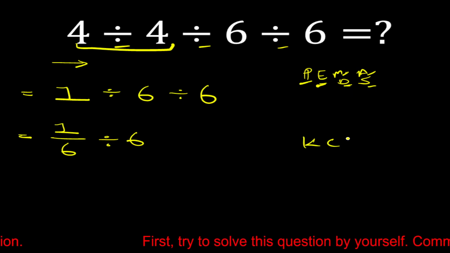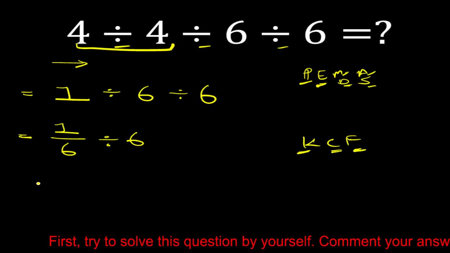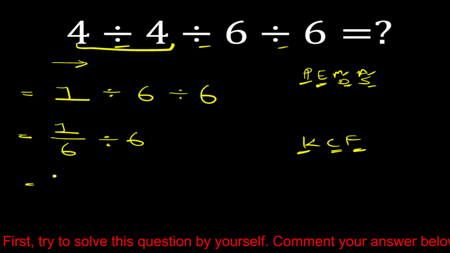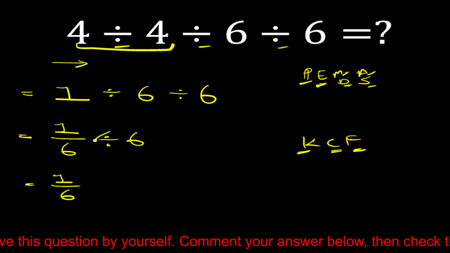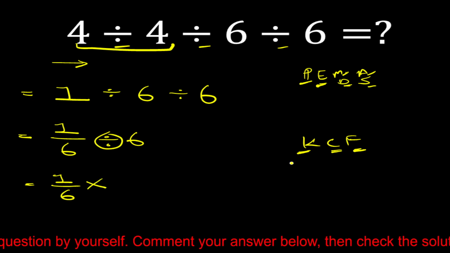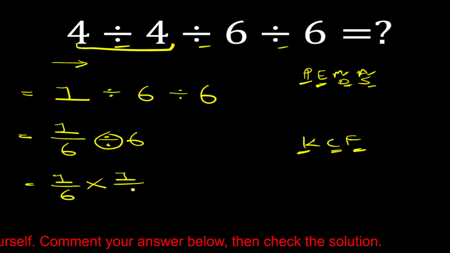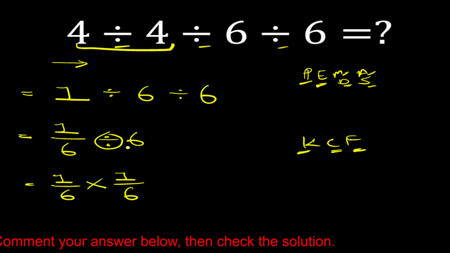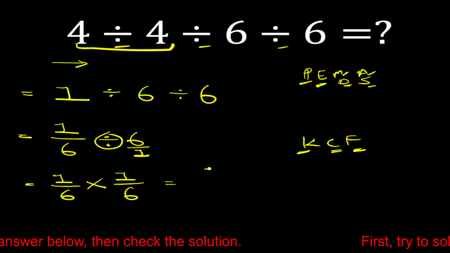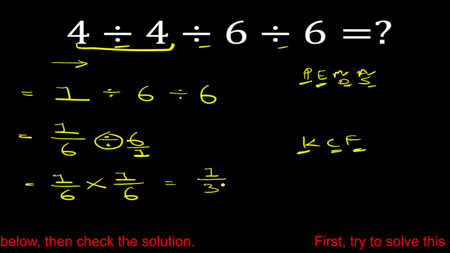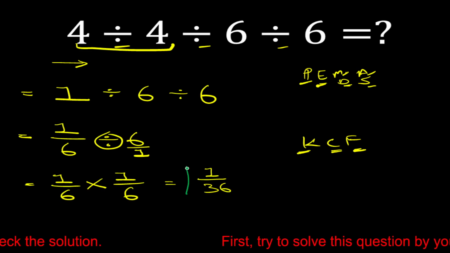Now according to the KCF rule, K means keep, C means change, F means flip. Therefore keep 1 by 6 as it is. Now C means change this sign from division to multiplication. Now F means flip this 6, which is equal to 1 by 6. Here there is nothing in the division, therefore we can write it as 1, okay? So 1 by 36 is the correct answer, 1 by 36, okay?